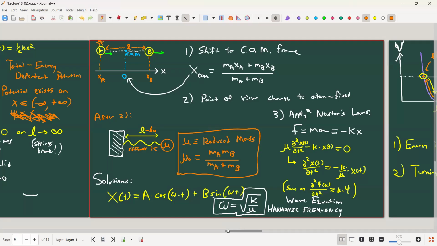Okay. Right, so those are the only two things that the spring depends on. All springs are the same except they have the same stiffness and the same reduced mass. They all oscillate in exactly the same way.